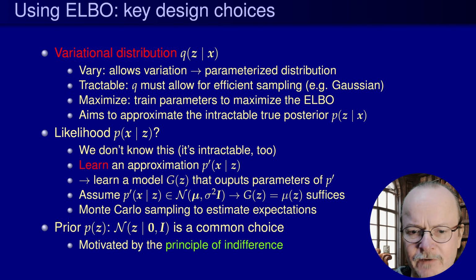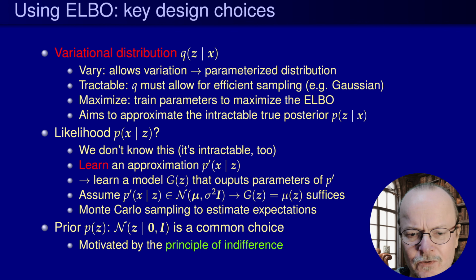In a parameterized family of distributions, we are looking for the parameter values that maximize the ELBO. And maximizing ELBO means adjusting the parameters of Q to increase the likelihood of the data under the model. As you know, this is a typical machine learning task.